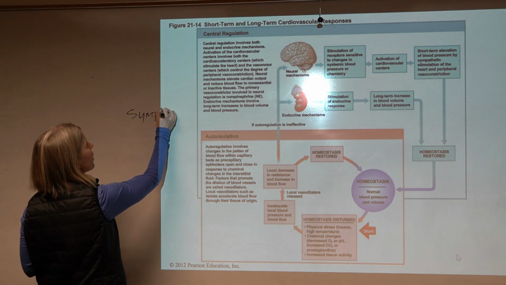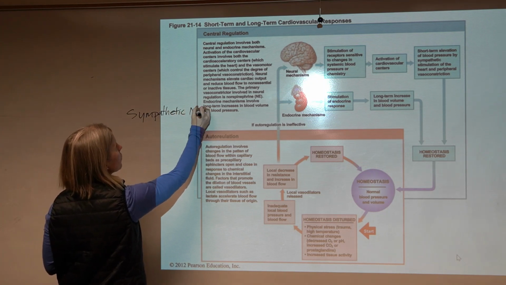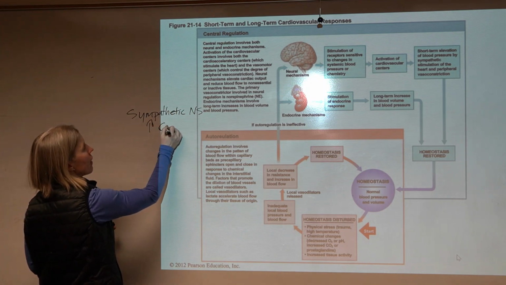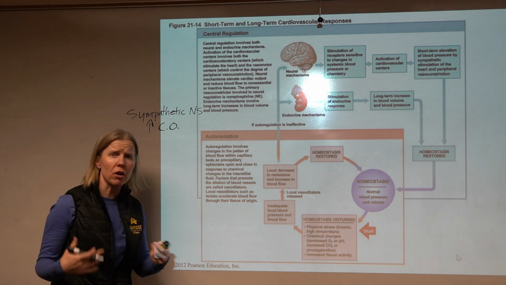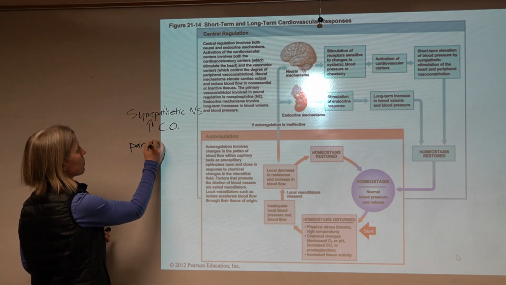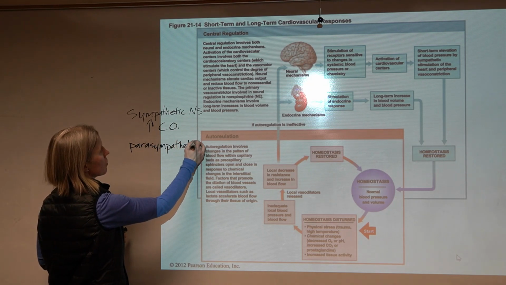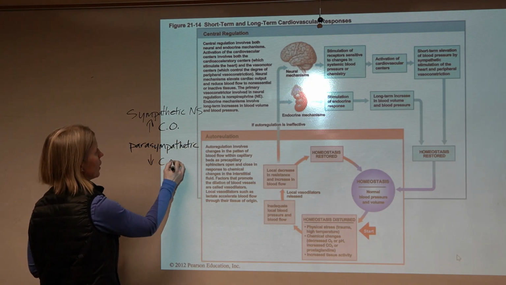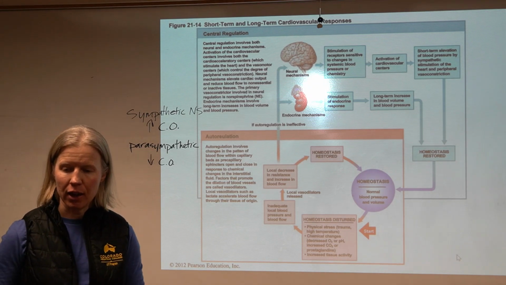So again, with the sympathetic nervous system, we're expecting its result to be increased cardiac output, increased stroke volume, increased heart rate, that sort of thing. And of course, parasympathetic is going to be the opposite, right? Telling us to chill out and go ahead and decrease cardiac output.